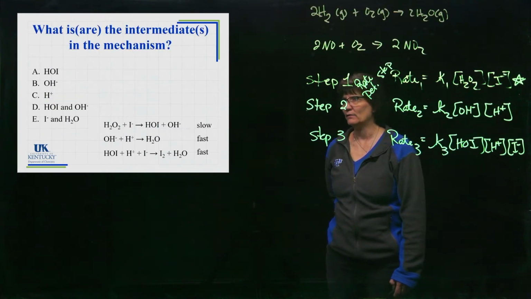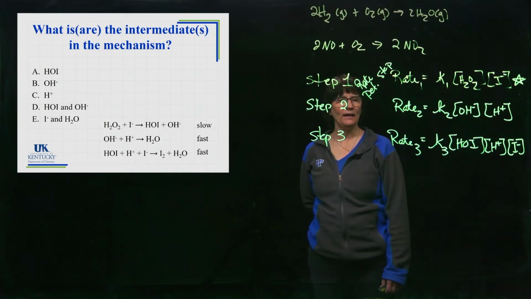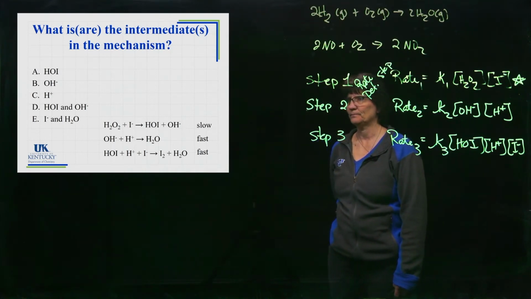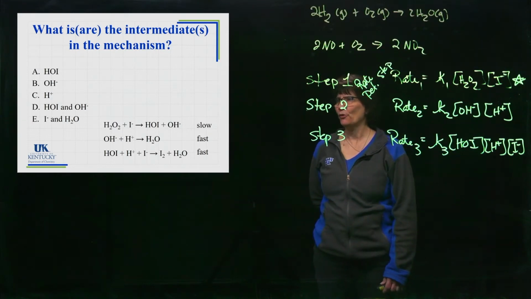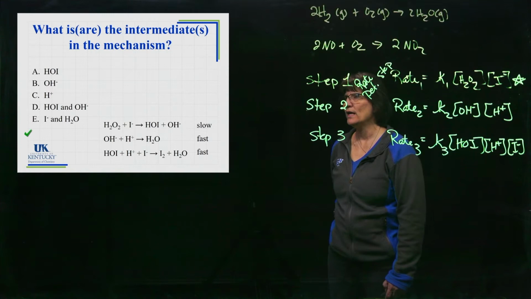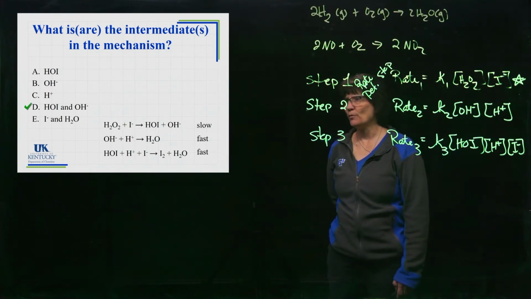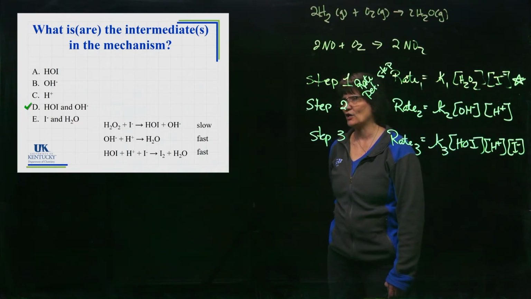What are they? Which one of those things are intermediates in the mechanism? Well, it would be both those things, the things that are formed and then consumed. So it would be D, formed and then consumed, and we could cancel them out to give you the overall reaction.